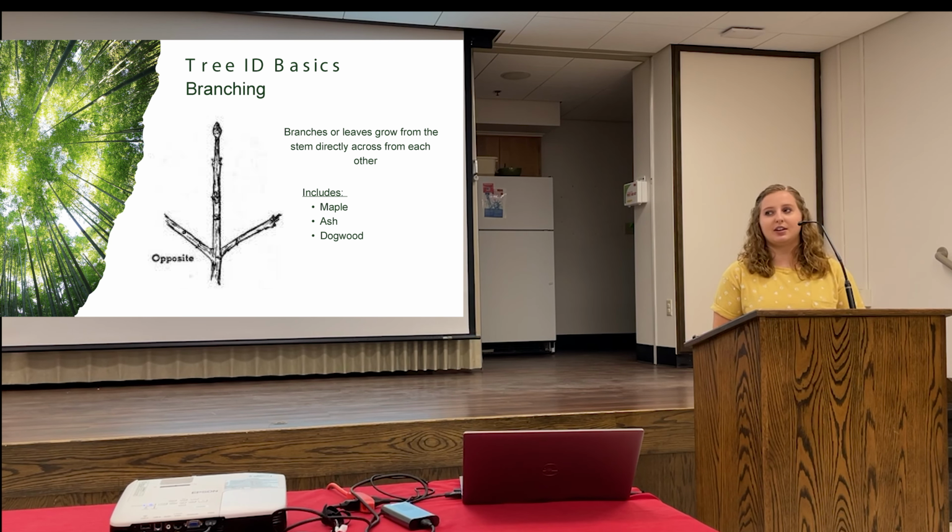And one of my favorite acronyms to remember this is MAD CAP HORSE. All maples, ashes, Caprifoliaceae, dogwoods, and horse chestnuts have opposite branching. Those are the only trees that have that. So, MAD CAP HORSE. But you can just remember MAD, because we don't really have Caprifoliaceae or horse chestnut around here.